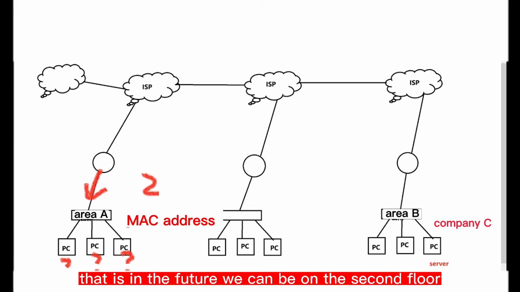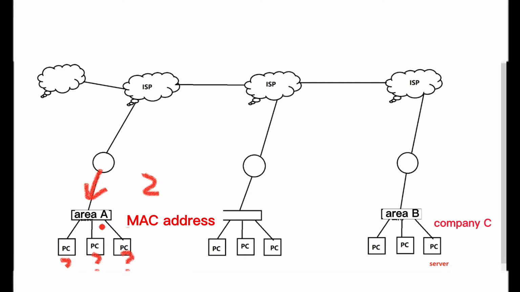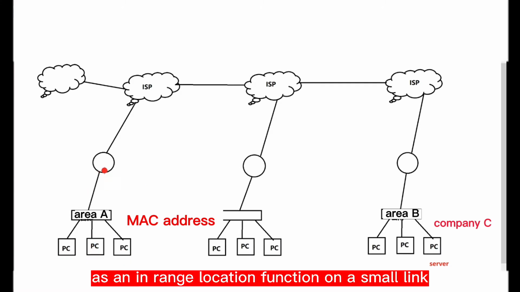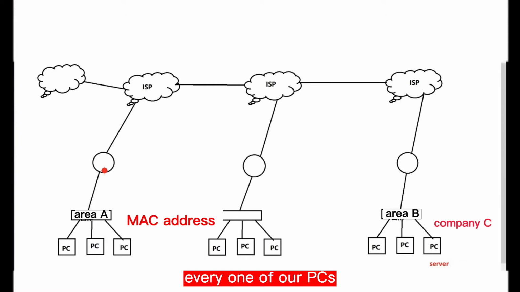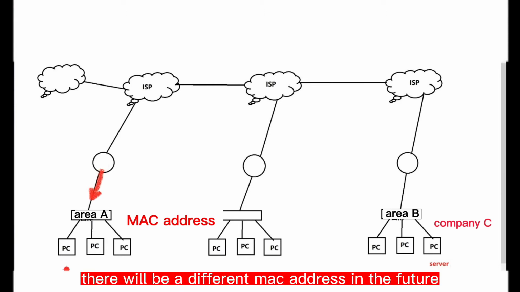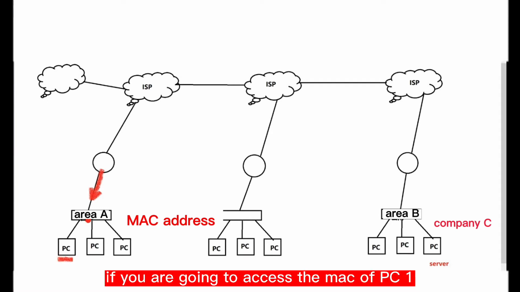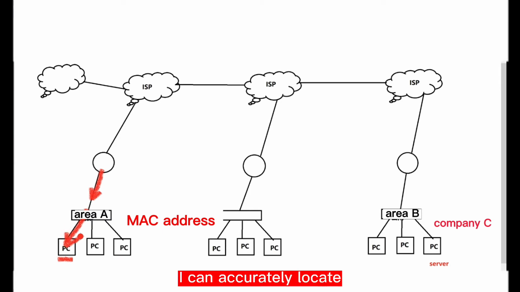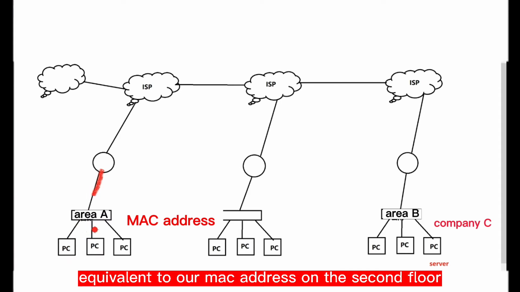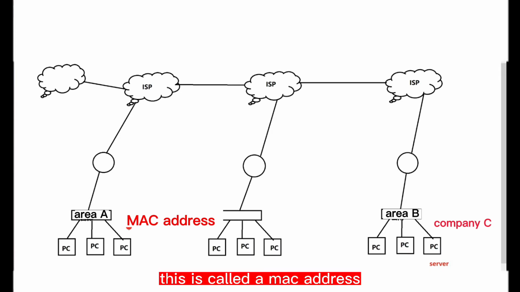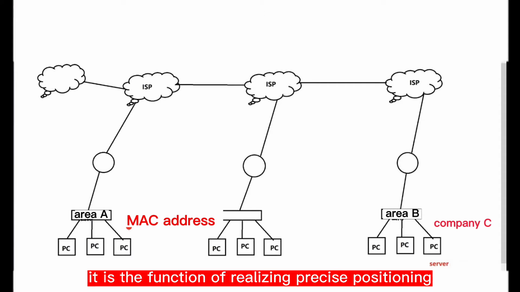So on the second layer, the MAC address works as a location function on a link. Every one of our PCs will have a different MAC address. Then when data is sent, if it is addressed to the MAC of PC1, I can accurately locate PC1, equivalent to the MAC address on the second floor. It provides us with address information on a link. This is called a MAC address, and it realizes the function of precise positioning.